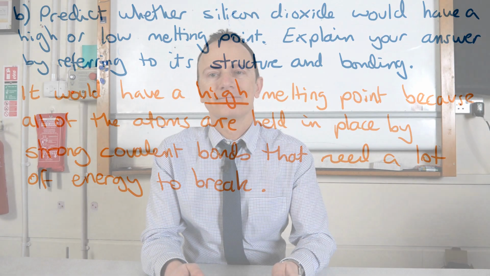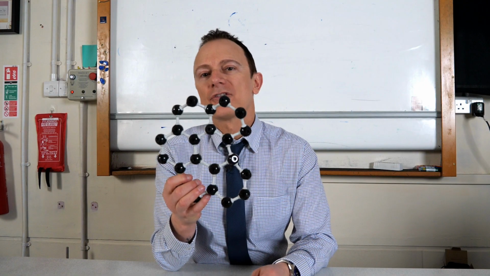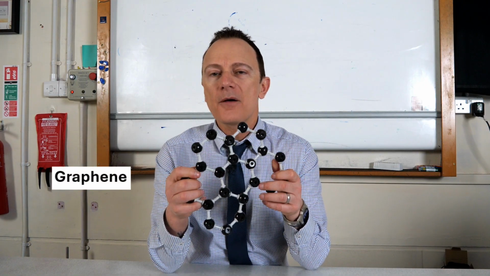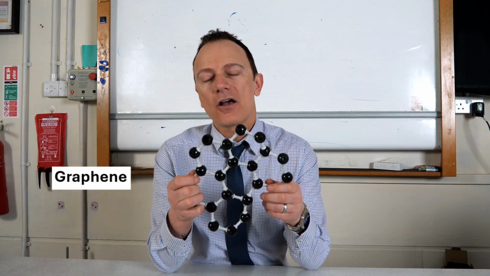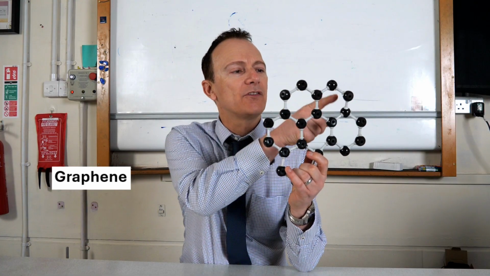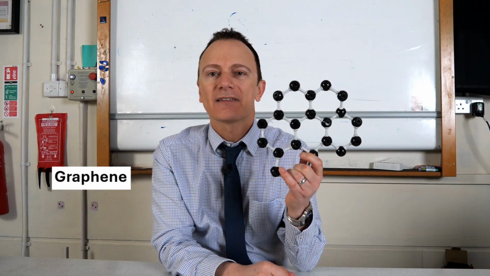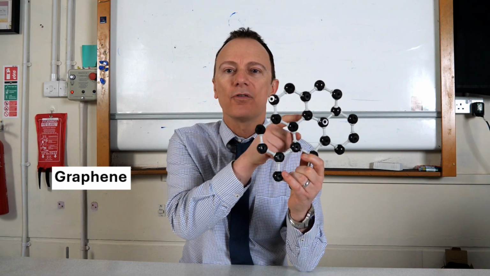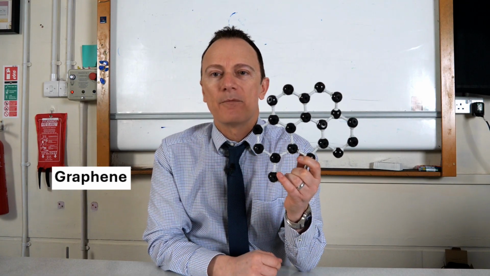This model represents graphene, which is another giant covalent structure made of carbon atoms joined together by covalent bonding. Now we can see that the carbon atoms are arranged in hexagon shapes, 6-sided hexagons, and each carbon atom is joined to 3 other carbon atoms by covalent bonds.